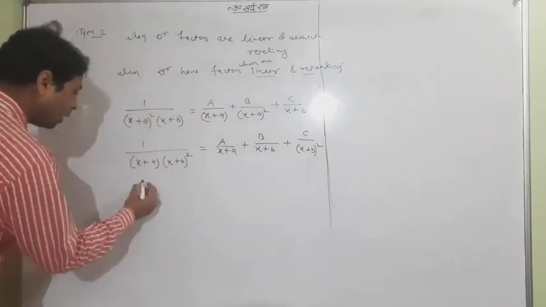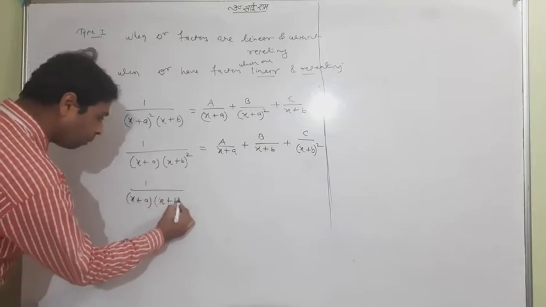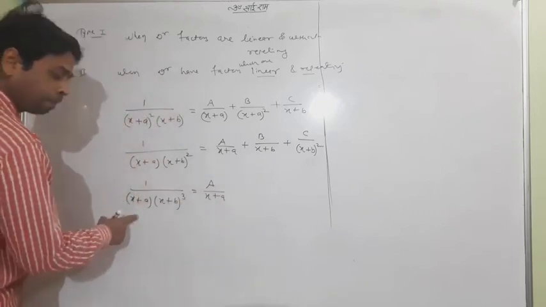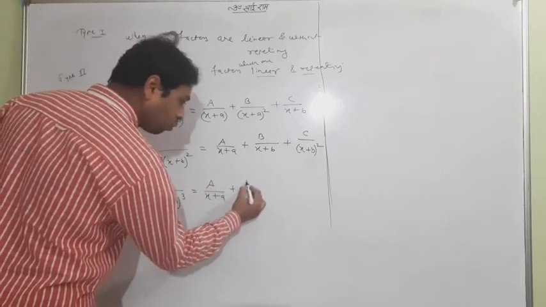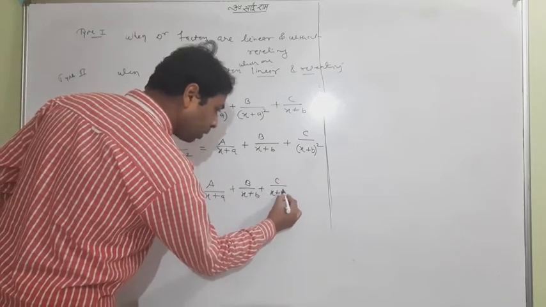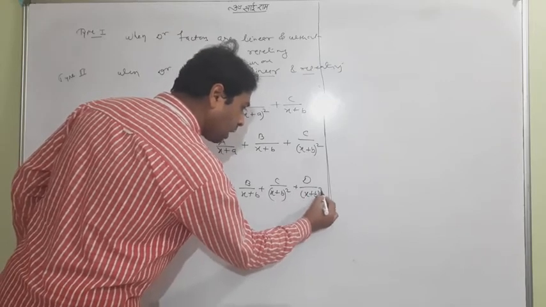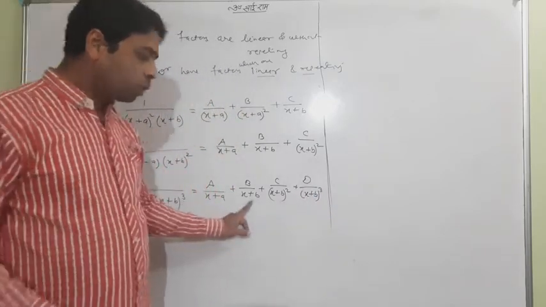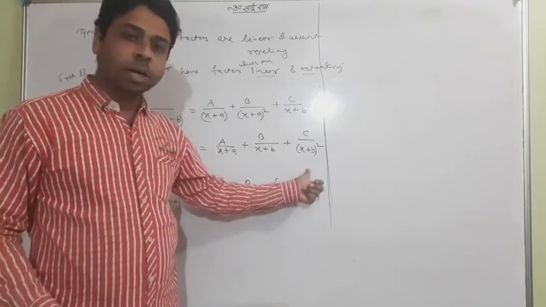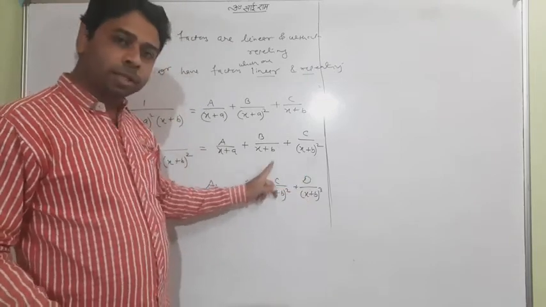Simple. If you still haven't got it, let me explain something more. Suppose it is a cube. What will you write? A upon x plus a, the first type; this is 3. So b upon x plus b, c upon x plus b square, d upon x plus b cube. You should understand that it was a 3 power. First I took 1 power, then 2 power, then 3 power, with continuous successive letters. It was a, then b, then c, then d will come.